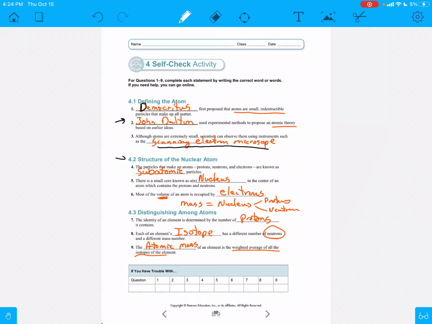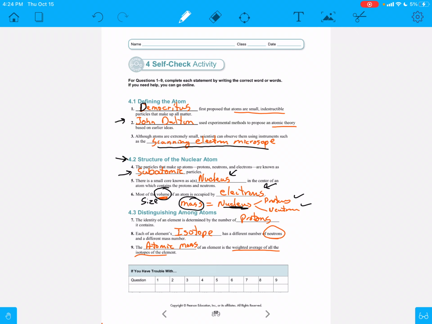Then we went on to section 4.2, and there's some things in here. The particles that make up atoms are known as subatomic particles, and they are housed either in the electron cloud or in the nucleus. Okay, nucleus goes here. And then most of the volume of an atom is the volume, by the way. This is the volume, which means the size, right? Size and volume are the same. That's occupied by the electrons. That's the mostly empty space area. The mass is mostly in the nucleus, and that's made of protons and neutrons, okay?